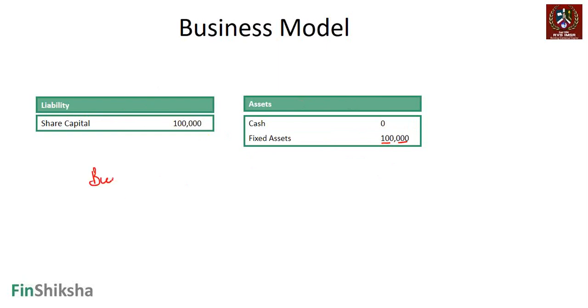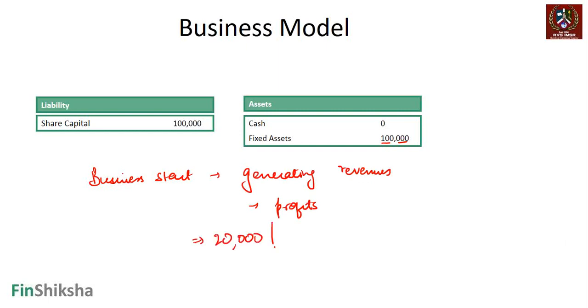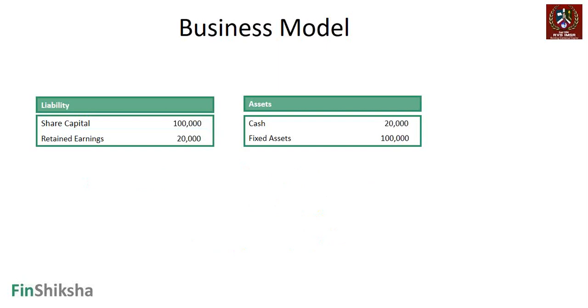Now, let's say the business starts and we start generating money. We start generating first revenues and then we generate profits. Let's say at the end of the year, we have profits of 20,000 rupees. From the business that we are doing, we have a profit of 20,000 rupees that comes in, right? So what we are going to see is this scenario.